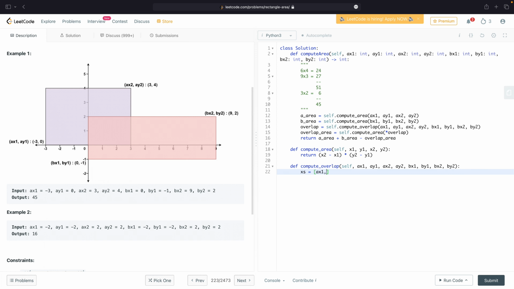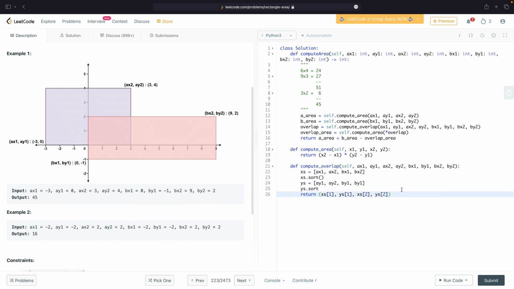X's is ax1, ax2, bx1, bx2, x's dot sort, y's is equal to ay1, ay2, by1, by2, y's dot sort, return x is 1, y is 1, x is 2, y is 2. That will give us this little area. We sort the y's that way, we sort the x's that way. We end up with this nice little quadruple.